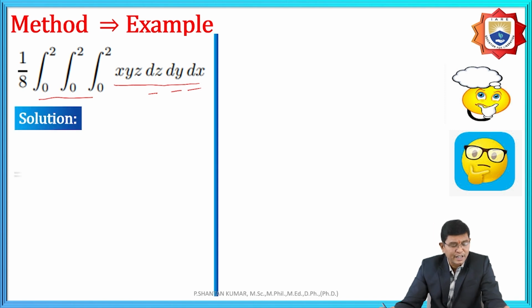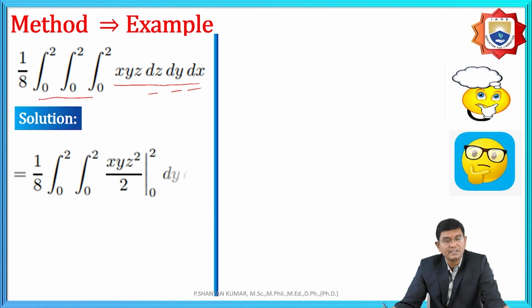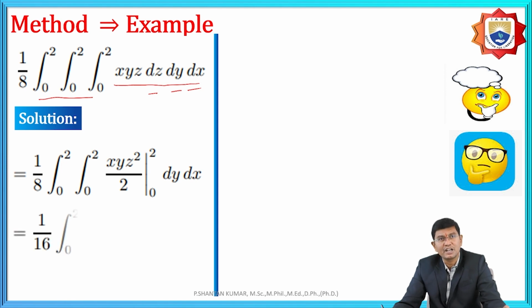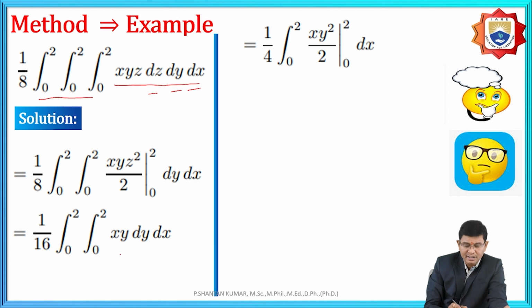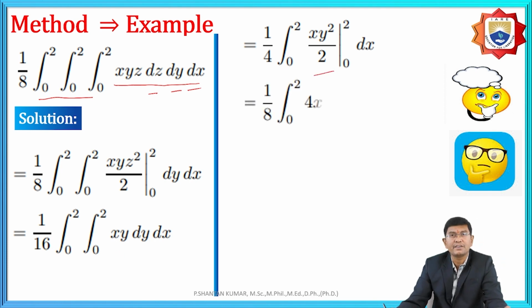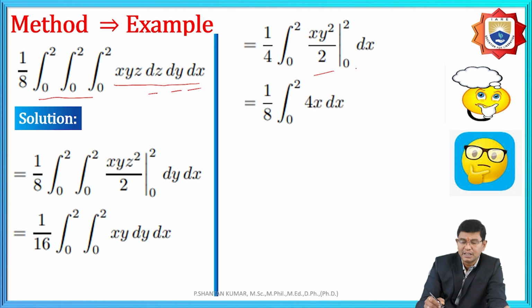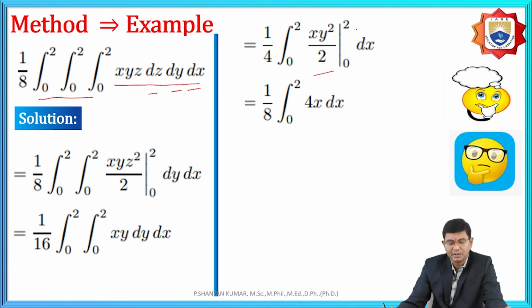Therefore, 1 by 8 into the integration, that is z square by 2. The upper limit gives 2 square by 2, that is (4 minus 0) by 2, and the 2 is cancelled. You obtain 1 by 16, because of x y z square, with denominator 4. And again, x y integrates to y square by 2, and again here also 1 by 8. After replacement of y equal to 2, that is 4 by 2.